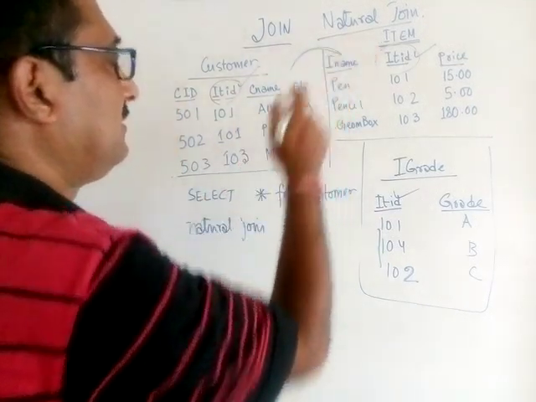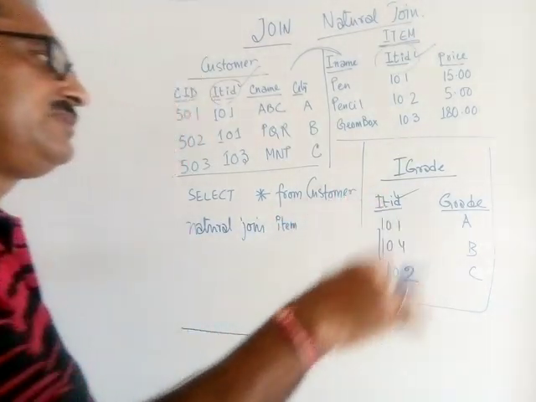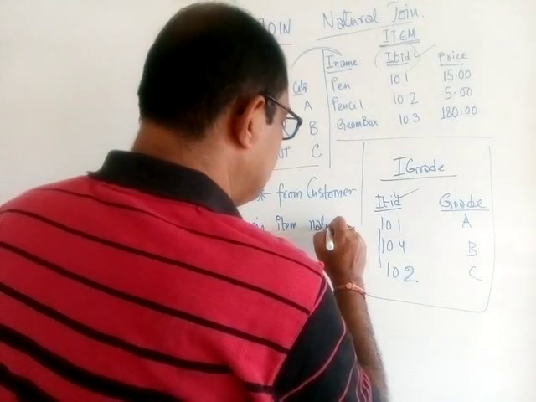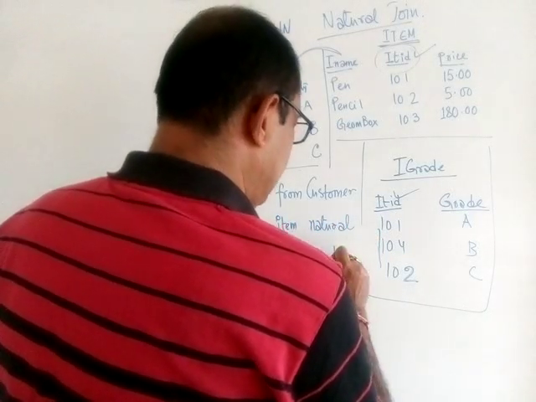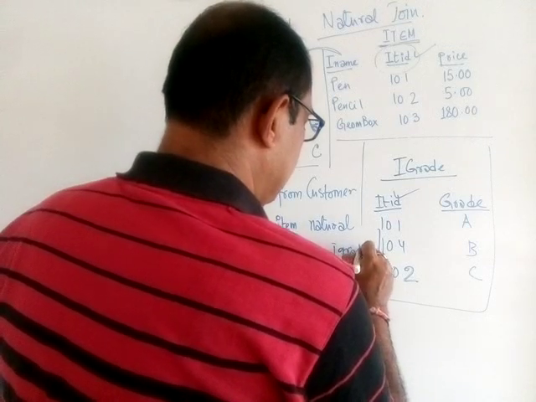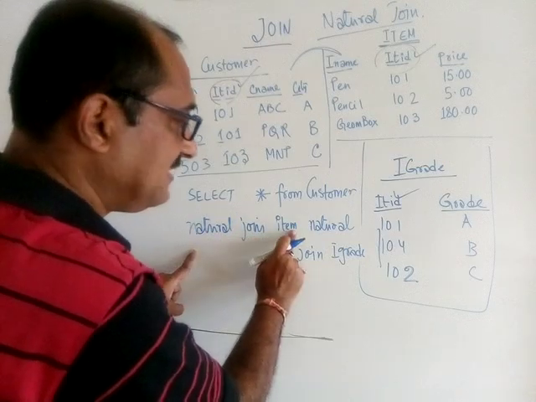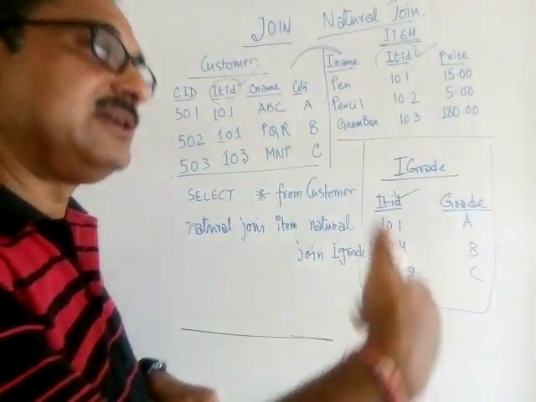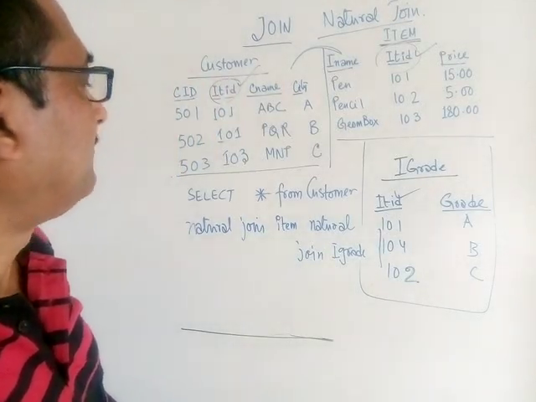Natural join: it should be item, and you want it joined with I grade, another table also. So again we will write natural join I grade. Okay, natural join first table, no commas, nothing. Natural join first table, natural join second table, natural join third table, and so on. That is how we can join them.